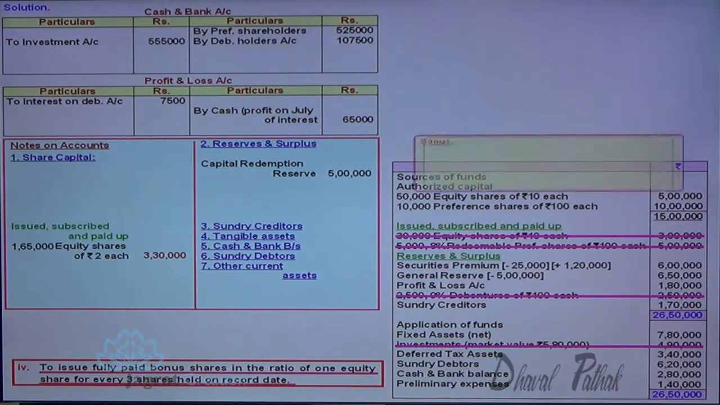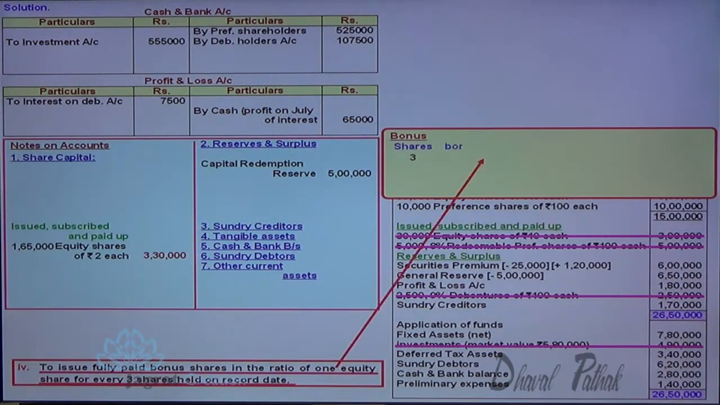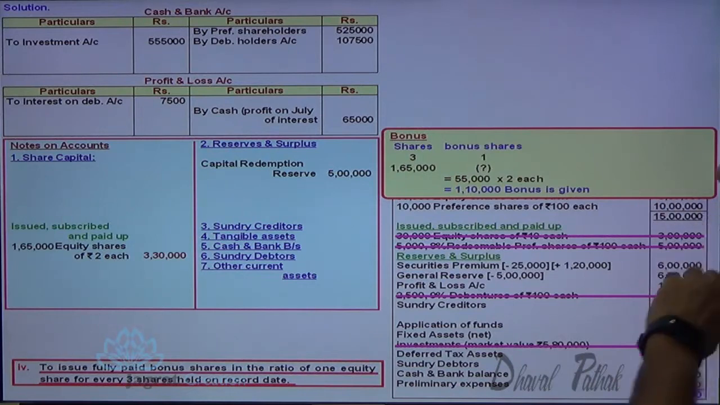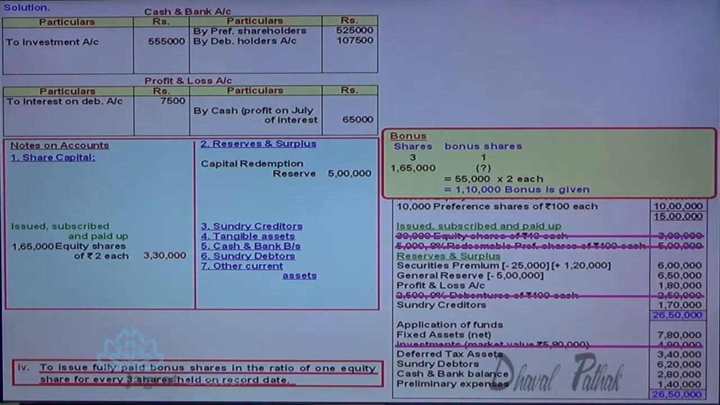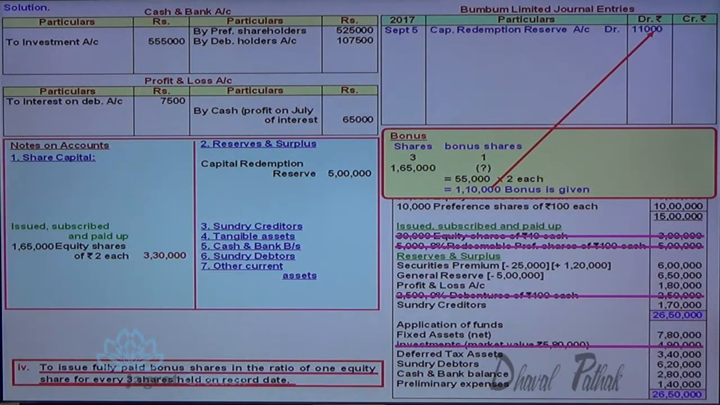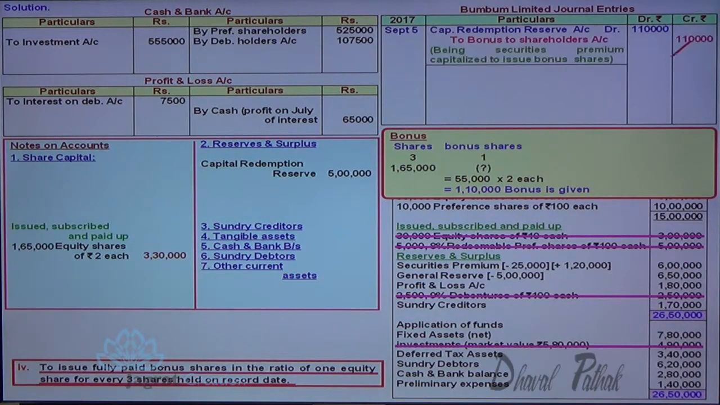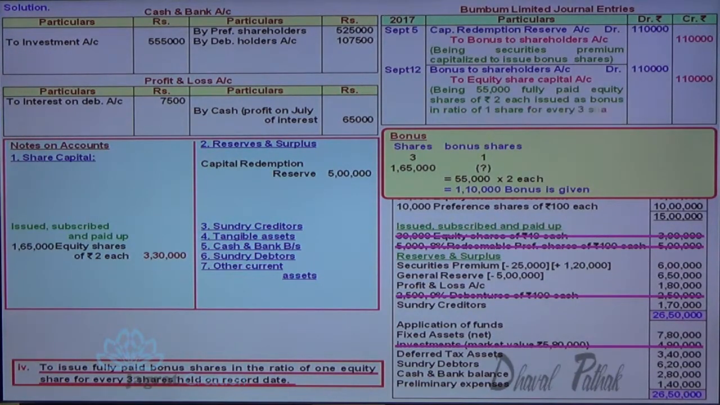So let me prepare a working note for that. For 3 shares, 1 bonus share, how much for 1,65,000? So 55,000 bonus shares of rupees 2 each, 1,10,000 bonus is given. That is to be given out of capital redemption reserve. So capital redemption reserve account debit, bonus to shareholders account debit, equity share capital account credit. This is how bonus is given out of capital redemption reserve.